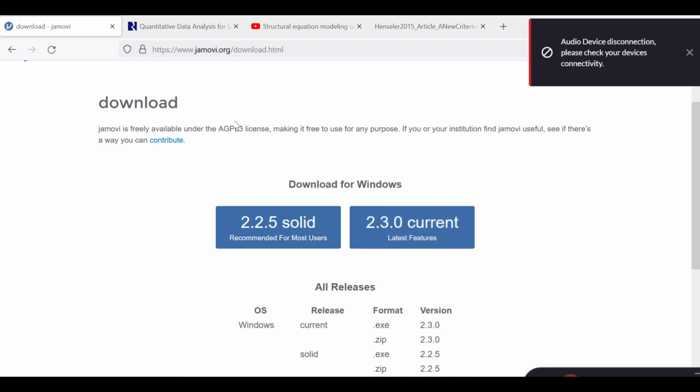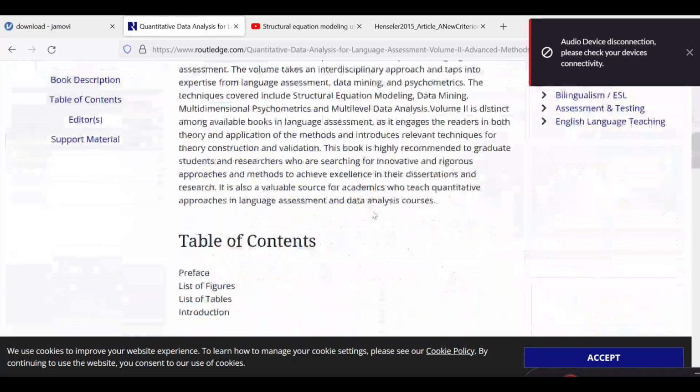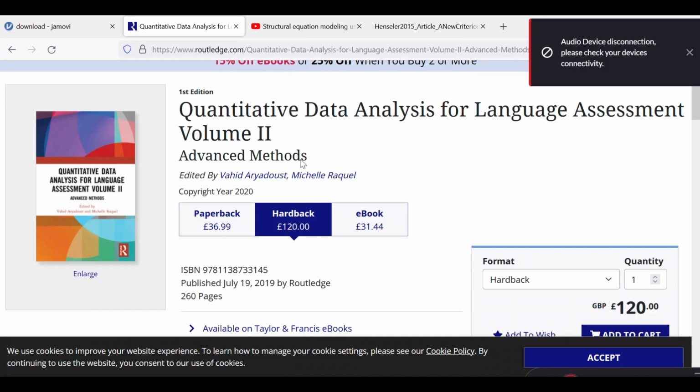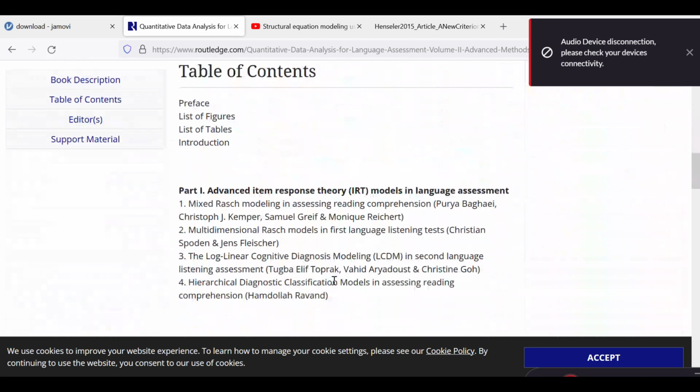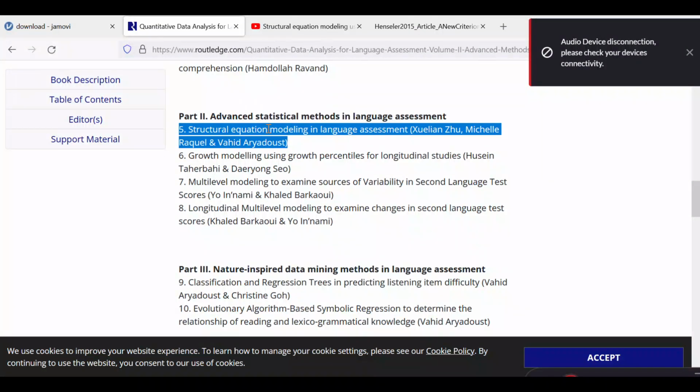I've already done that. As I've discussed in previous videos, I suggest that you take a look at this book chapter that was published in Quantitative Data Analysis for Language Assessment, the second volume. The book chapter is about SEM in language assessment, but if you're coming from a different field of science, that's perfectly okay, because the content in this chapter is applicable to all branches of science in which SEM is used. So most of the topics that I discuss today are explained in details in the chapter.